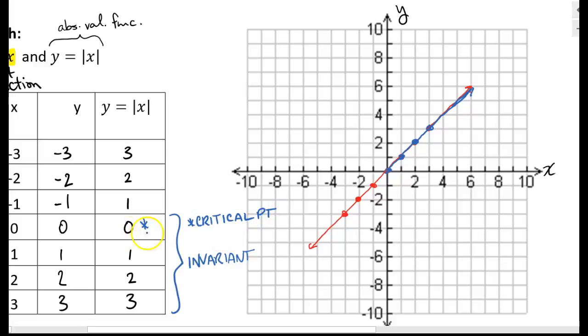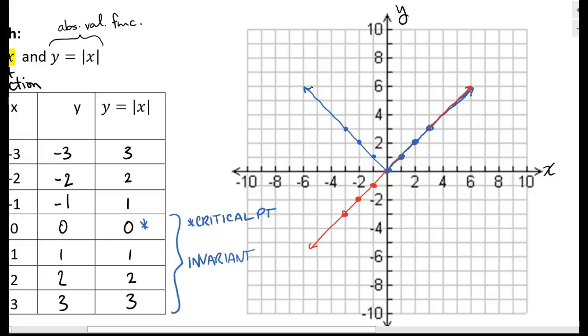And what that means is that it's the point where our parent function and our new function diverge, or vary, or change. And so what happens over here is that x is -3, y is +3. We get points on this side, which means that instead of a straight line, we get a V.